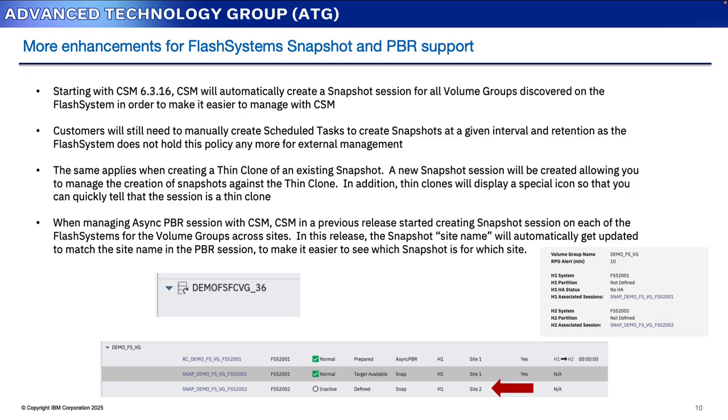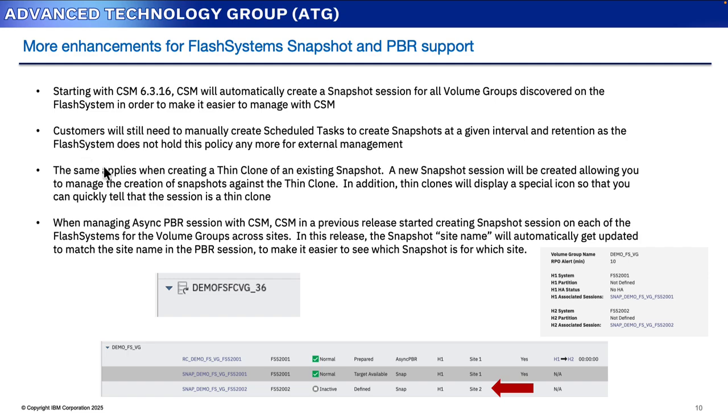But as more and more scenarios came into play, we said, you know what, we might as well just create them. So if we find a volume group out there, we will automatically create the snapshot session. We will not create the scheduled task because we don't know the policy. We don't have that policy out there, but the snapshot session will be there so that you can just create the scheduled task and you're off and running.